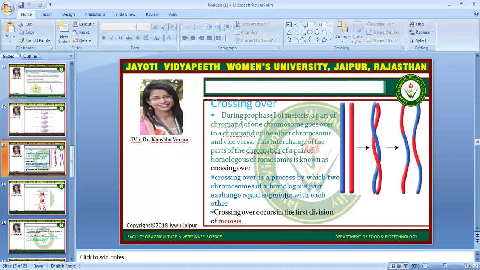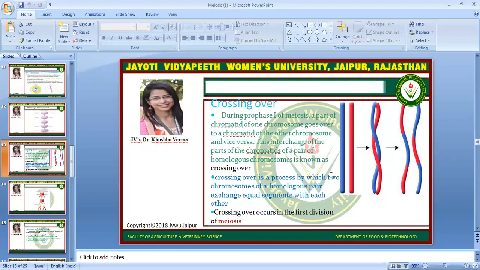The main characteristic of prophase 1 is crossing over. During prophase 1 of meiosis, a part of a chromatid of one chromosome goes over to a chromatid of the other chromosome and vice versa. The interchange of parts of chromatids of a pair of homologous chromosomes is known as crossing over. Crossing over is a process by which 2 chromosomes of a homologous pair exchange equal segments with each other. Crossing over occurs in the first division of meiosis.